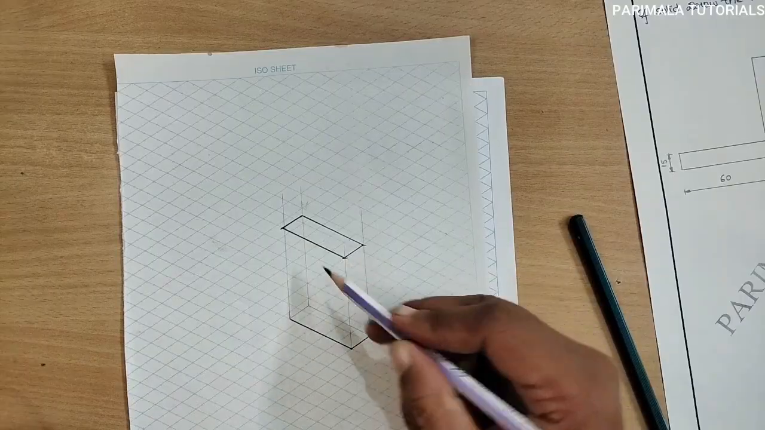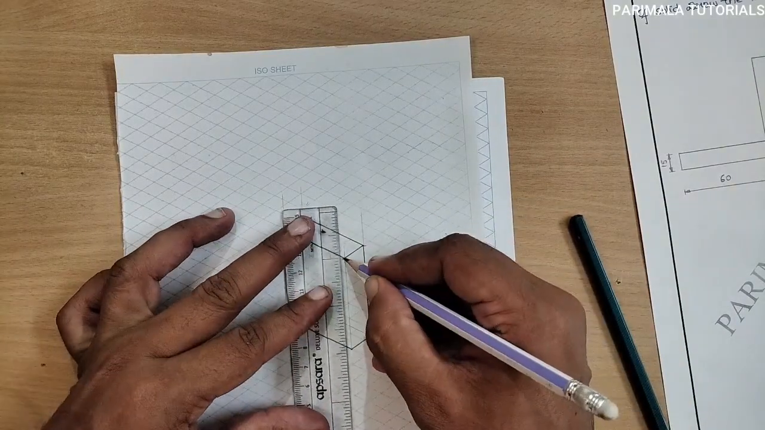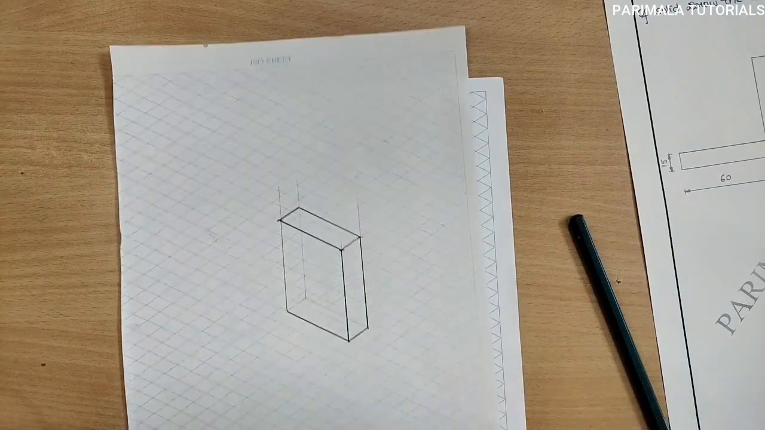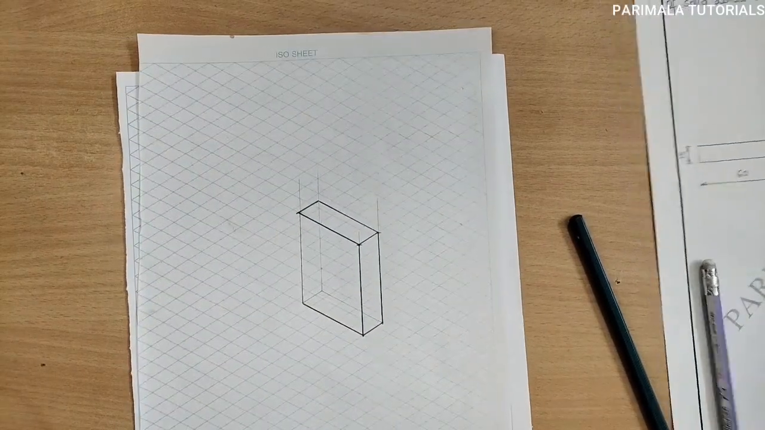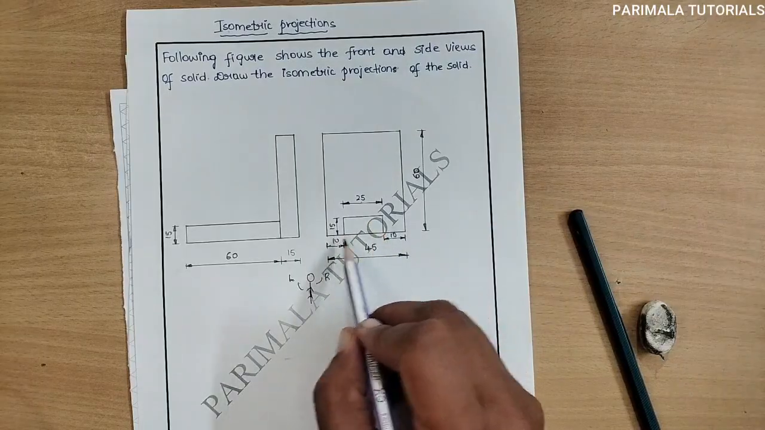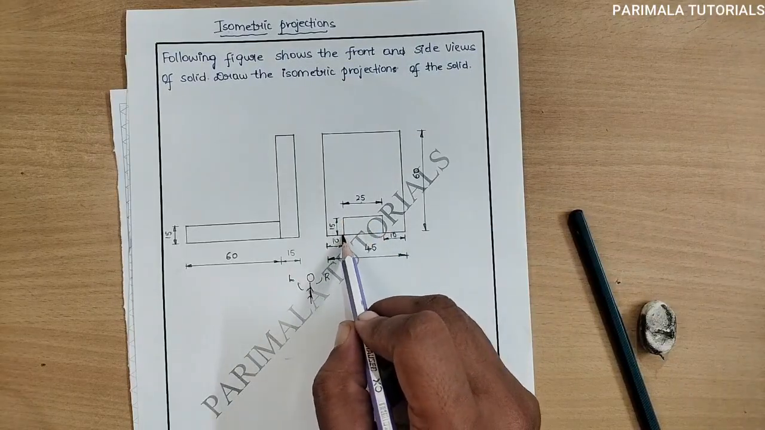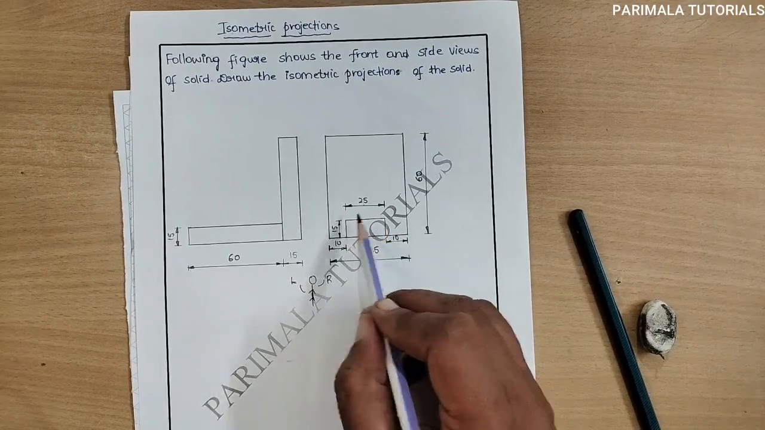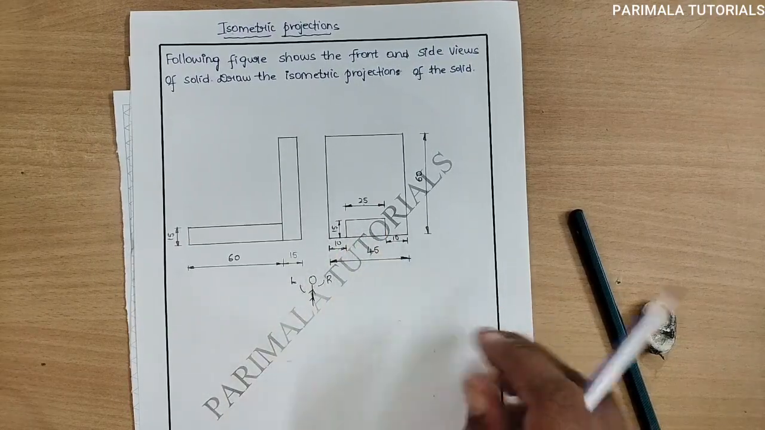I will darken these lines. Once again, the rear line is not visible, henceforth I am not increasing its thickness. A part of the solution is now obtained. We should construct a rectangular block of height 15 mm and length 25 mm. And this rectangular block is placed 10 mm from both the ends.